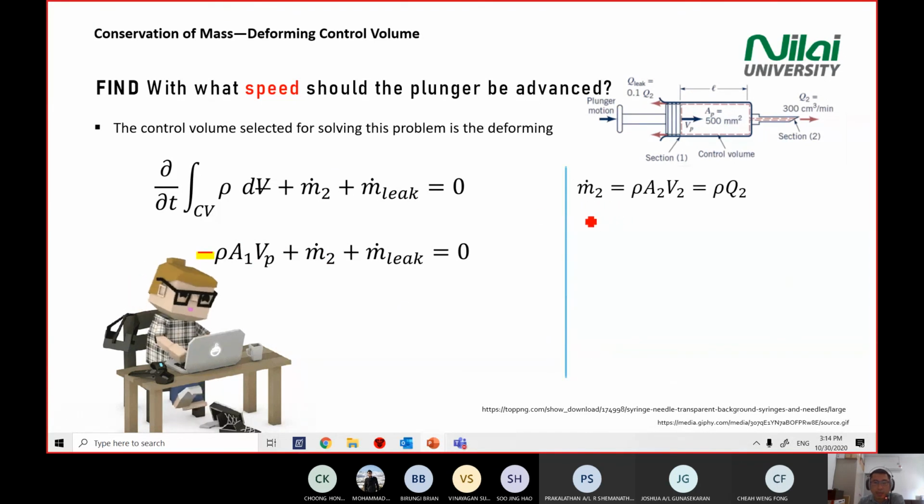M dot 2 is equal to m dot, equal to rho A V. Also Q2, because Q2 is given. Again, be careful with the unit, because the unit here is cm cube per minute. All right, be careful with the unit. Leak, m dot leak is equal to rho A V also. However, the leak is given as 0.1 Q2. So you can link the leak in terms of Q2 here.